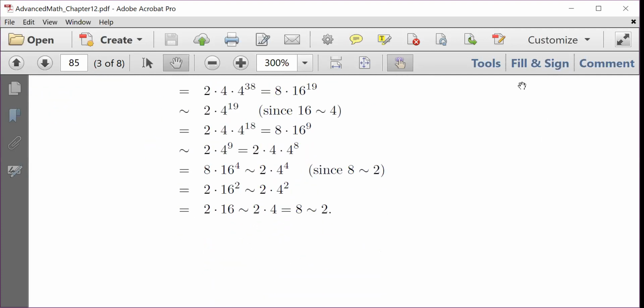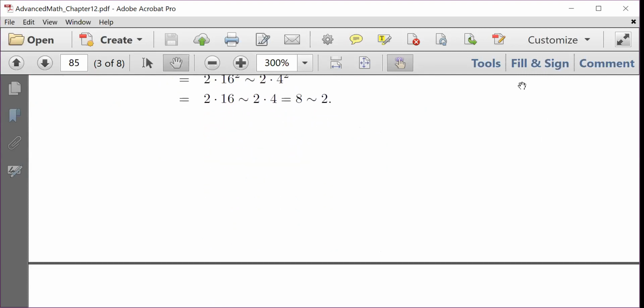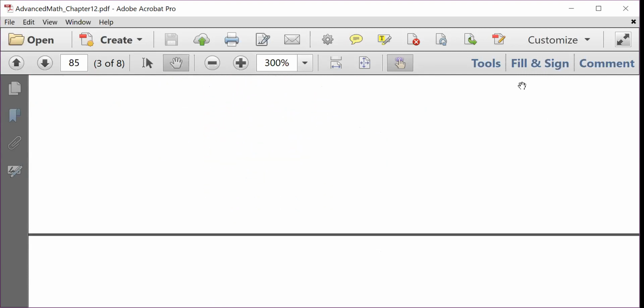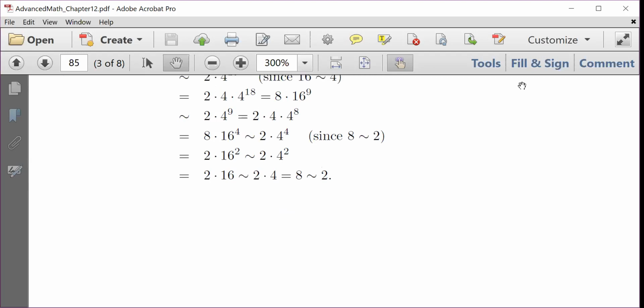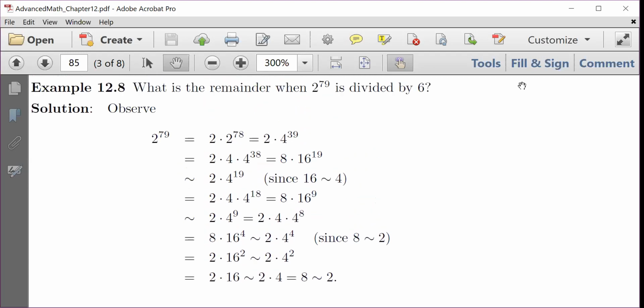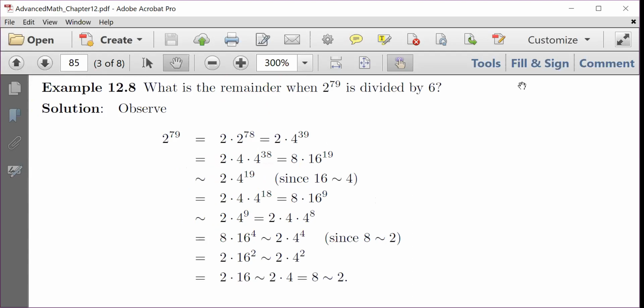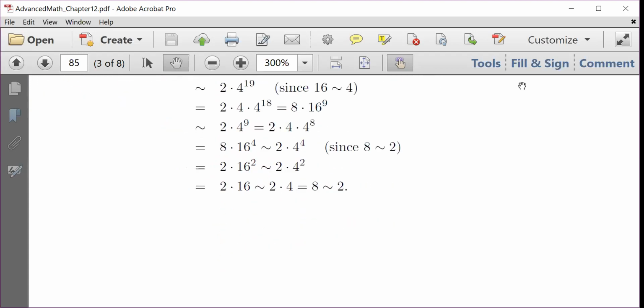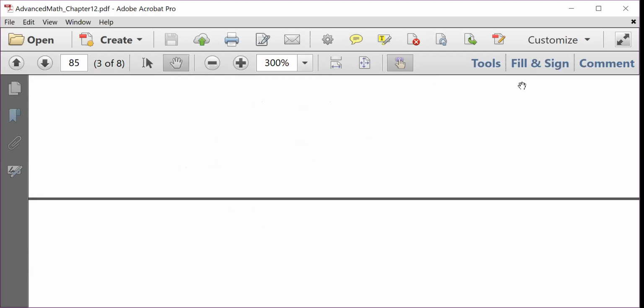The next problem I want to discuss. Yeah, so for this problem, after we try many times, we get the remainder 2, okay? Because 8 divided by 6 is the remainder 2. So let's look at the next problem.